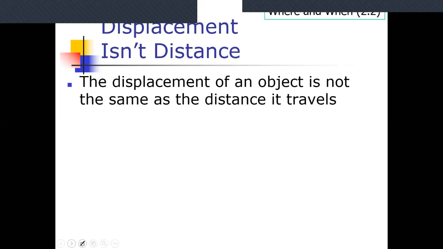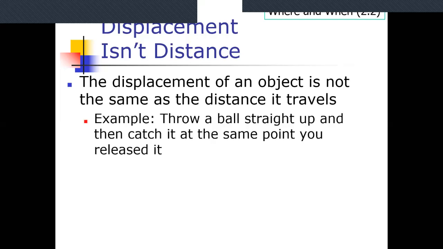Okay, so understand this: the total distance traveled is not quite the same as displacement. Displacement only takes into consideration what we start out with and what we end up with, the position at the beginning and the position at the end. Total distance takes into account the pathway, how the object got from start to finish. So keep in mind that displacement only takes into consideration 2 positions, whereas total distance takes into account how the object traveled.